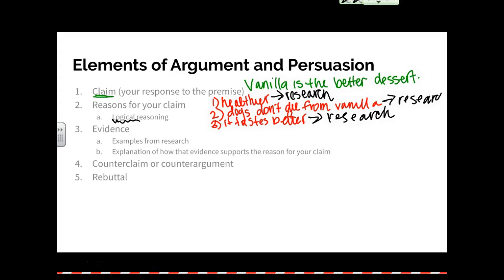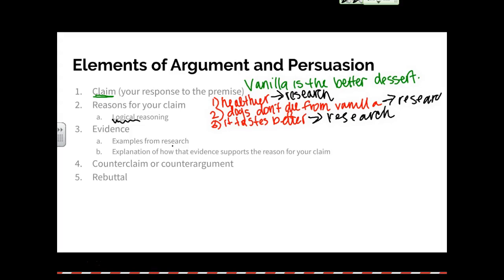So what could be a counter argument for vanilla is healthier? Chocolate is healthier. There's no study shown that vanilla is healthier. Well, that would be your evidence, right? The counterclaim is the opposing viewpoint. So someone who is saying chocolate is better might be like, well, there are more antioxidants in chocolate, which promotes healthy heart beating. Could you use a different study as a counter? Yeah, but this one is better.